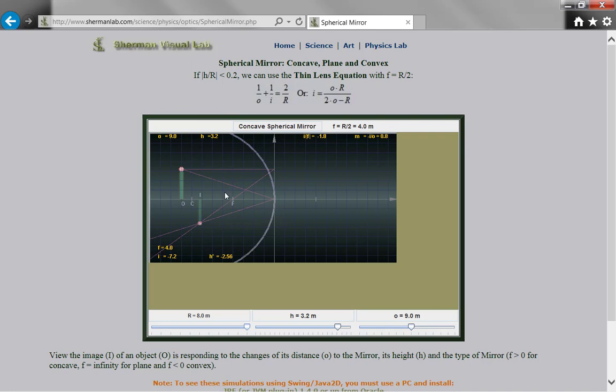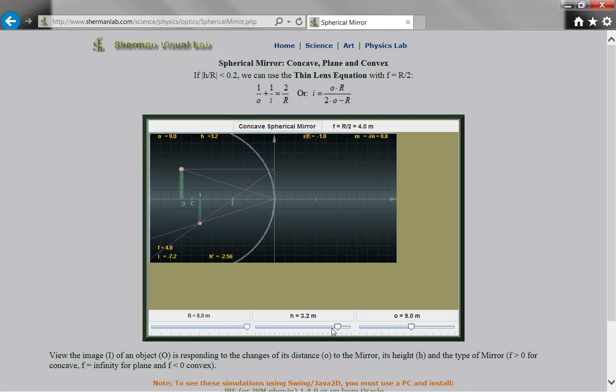So this would be a concave mirror because it looks like the input to a cave for the object, if you will. On the other hand, I can flip this around and this would be a convex mirror. So let's see what types of reflections we can get here with our concave mirror.